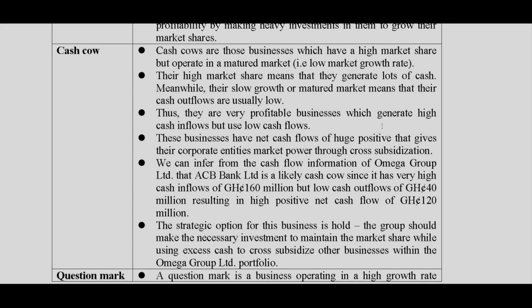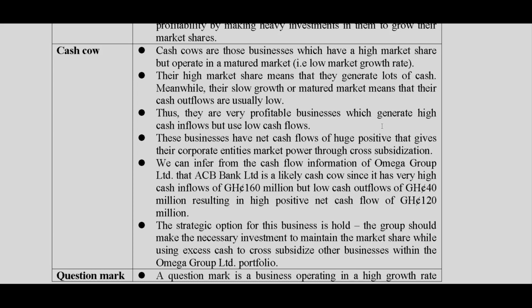Are you getting it? Because the business doesn't need investment to grow, its investment or cash outflows are low. Looking at it from the cash flow perspective, it makes sense. They are very profitable businesses which generate high cash inflows but require little to no investment. So these businesses have huge positive net cash flows. That gives their corporate entities market power through cross-subsidization.